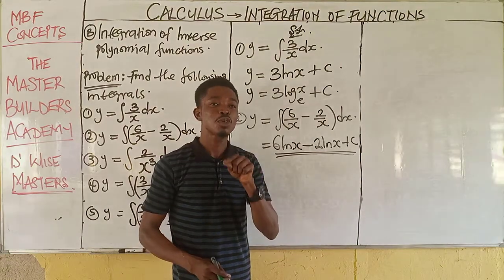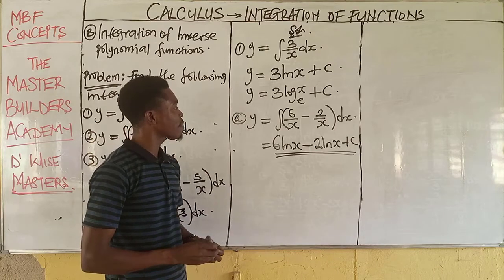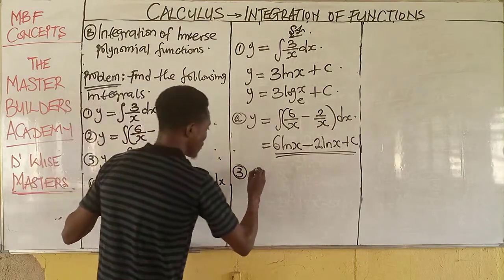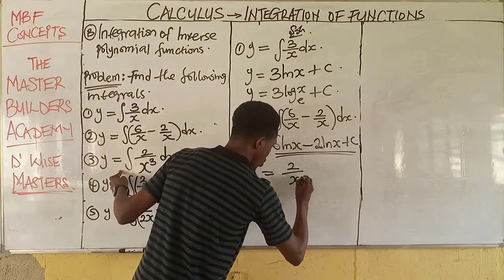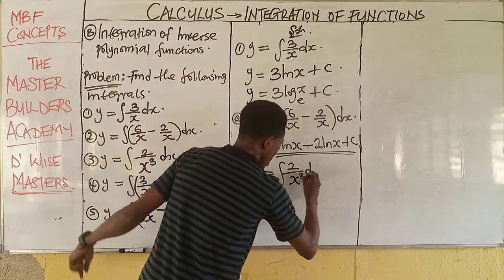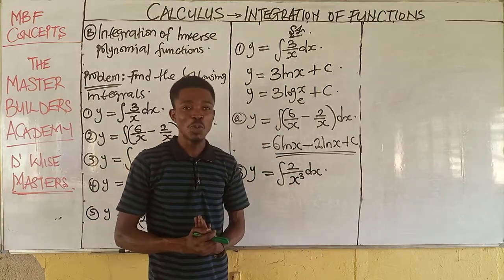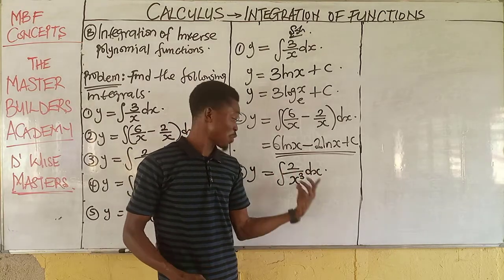Principle makes you a principal. Now, let's look at question number 3. We have y is equal to the integral of 2 over x raised to the power 3 dx. Aha! Guys, the first thing you do is to identify whether you are dealing with a fraction or not. Of course, this is a fraction.